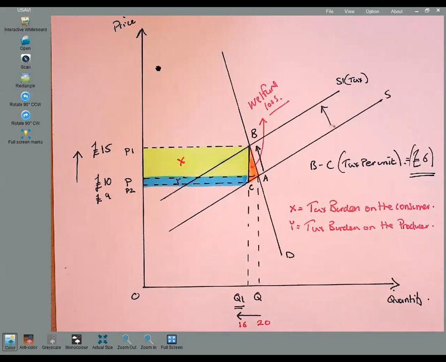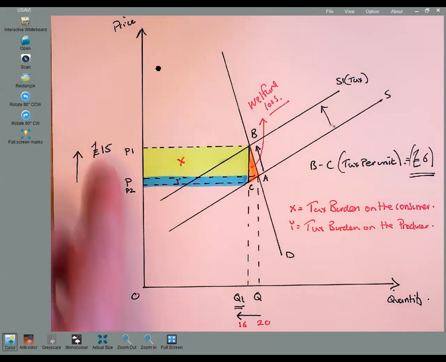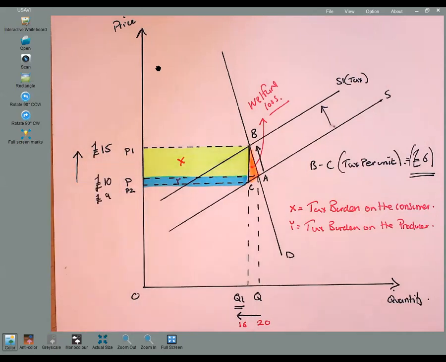because of the increase in price from 10 up to 15, I subsequently have pushed 4 people out of the market, or I've reduced quantity by 4. So I've gone from 20 down to 16. I've reduced consumption by 4.